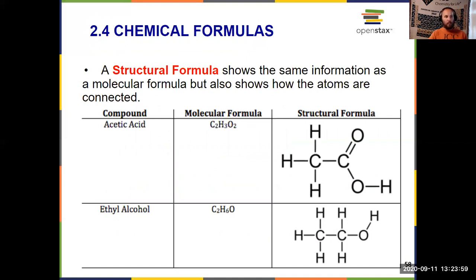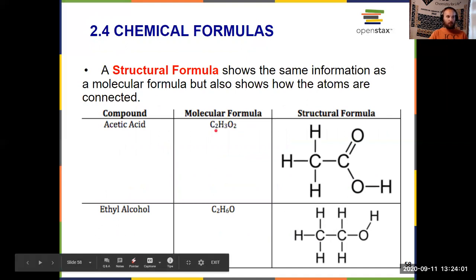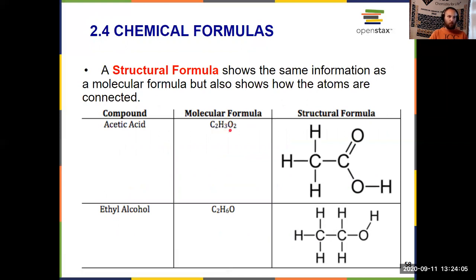So the molecular formula, again, is symbol, subscript, and notice this slide does have a typo. That should actually be a 4 right there in the middle. Don't let that throw you off. That's a typo from the textbook. And then the structural formula over here also tells you the atoms that are present, the number, because you can count them, but also how they're bonded.